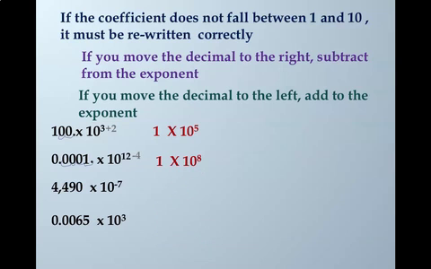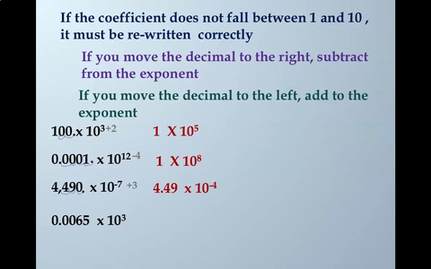Okay, next one, we need to put in our decimal that's not there at the end of the number. We're going to go 1, 2, 3. Because if we put the decimal there, it'll be between 1 and 10. We went 3 to the left, so we're going to add, so negative 7 plus 3. So I get 4.49 times 10 to the negative 4th.